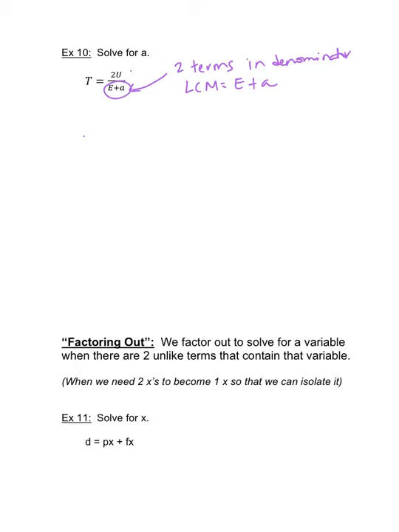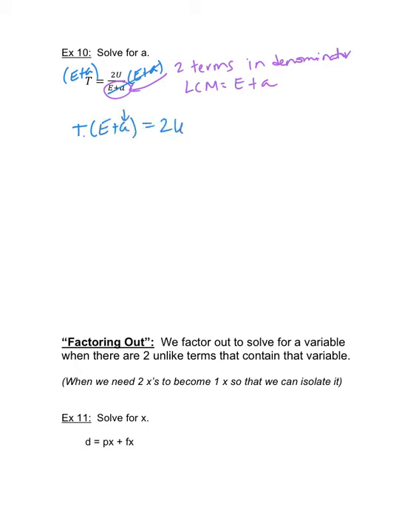So you're going to multiply both sides by E plus A, which should be in parentheses. And what that does is it clears it out of the right side and it moves it onto the left side. So you end up with T times the quantity E plus A equals 2U. And we're solving for A, which is in here. So one thing I could do is distribute, or you could divide by T. Either one works. So let's say I distributed. I would have TE plus TA equals 2U.